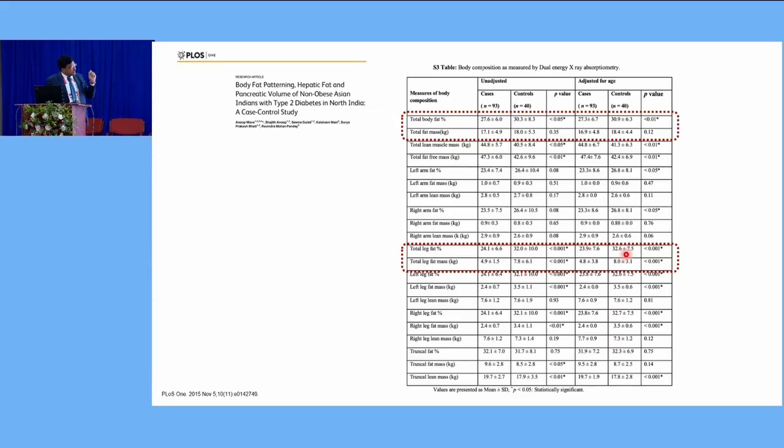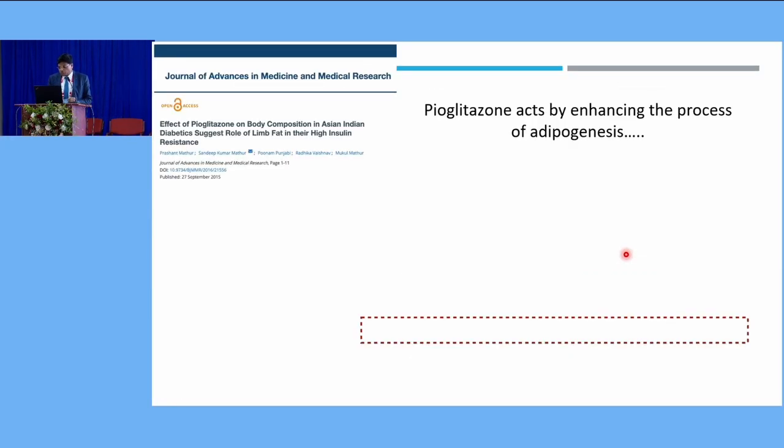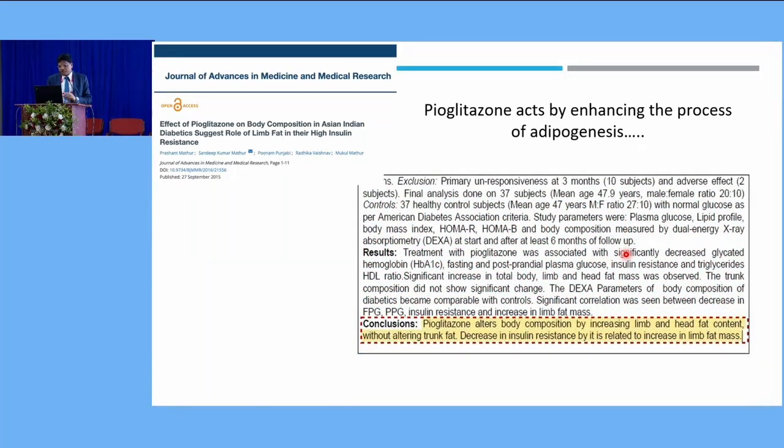Then I look at the supplementary material of the same paper, and I find peripheral fat on DEXA was much less in diabetes as compared to non-diabetes, but nobody talked about that, and I think this was ignored. And similarly, we had one study, not a very good journal. We find pioglitazone induced reduction in insulin resistance correlated with the increase in the peripheral fat mass on DEXA. That means peripheral fat is very important for Asian Indians.